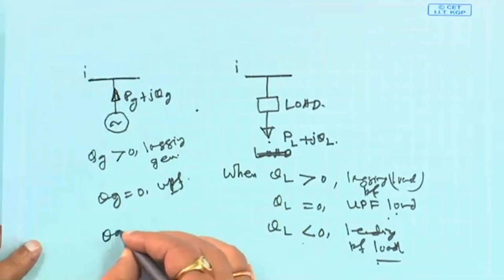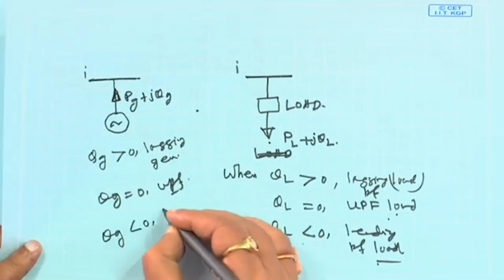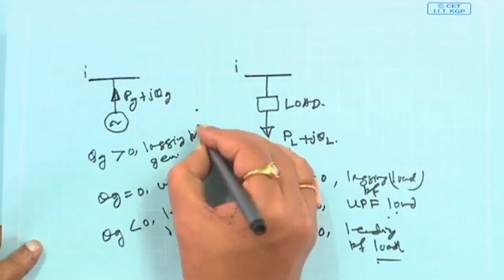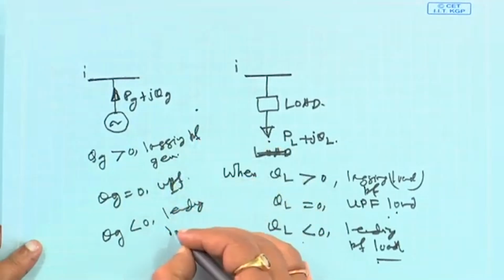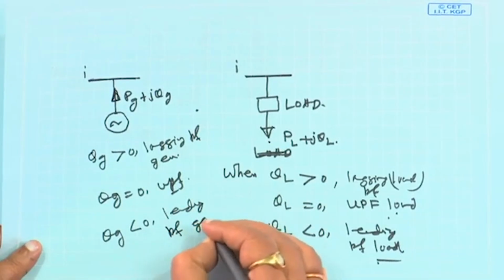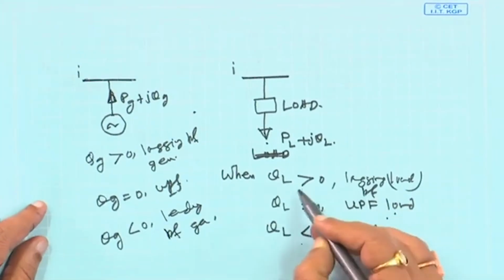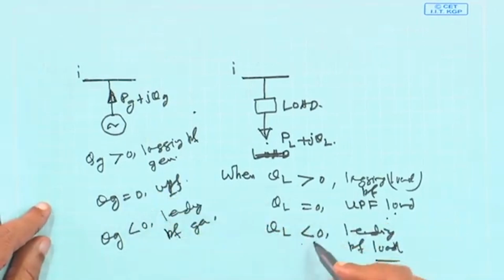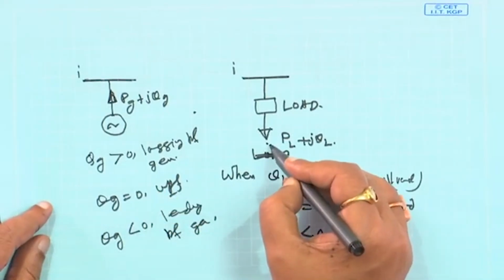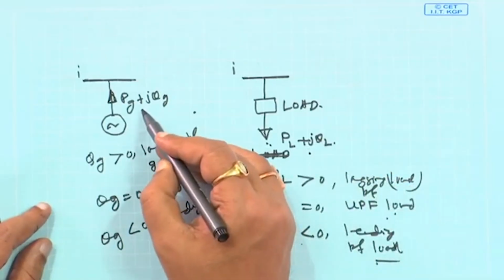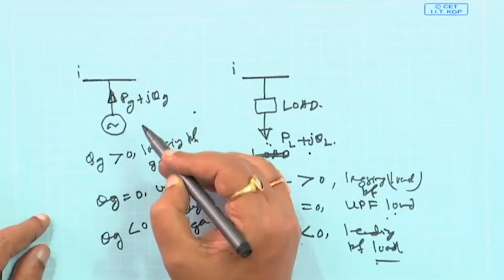Similarly, when QG is negative, it is leading power factor generation. So it is lagging power factor generation, this is unity power factor generation, and this is leading power factor generation, right. Both cases are the same, only in the case of load it is absorbing power, and in the case of generation it is injecting power, supplying power to the network, right.